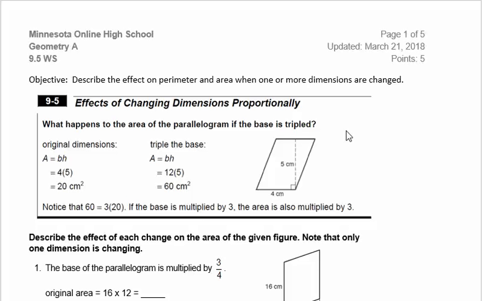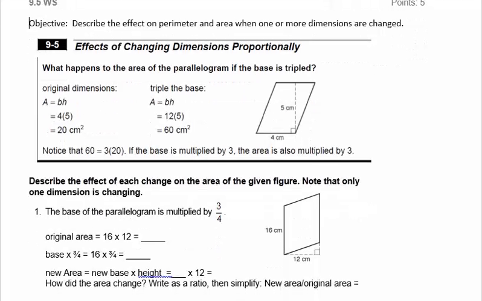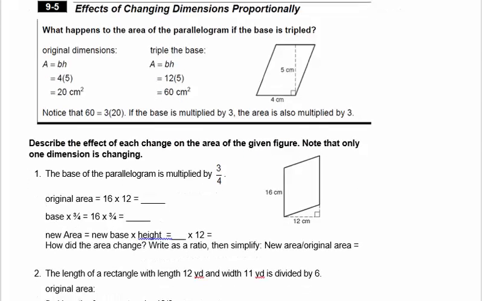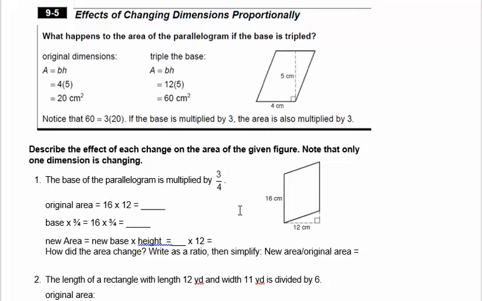In this video, we're going to look at how to do a few of the problems from the Chapter 9, Section 5 worksheet, which is on how the area and perimeter will change when you change one dimension of the figure or all the dimensions of the figure. It matters how many dimensions are being changed. For example, in these first problems, they're only going to be changing one dimension.